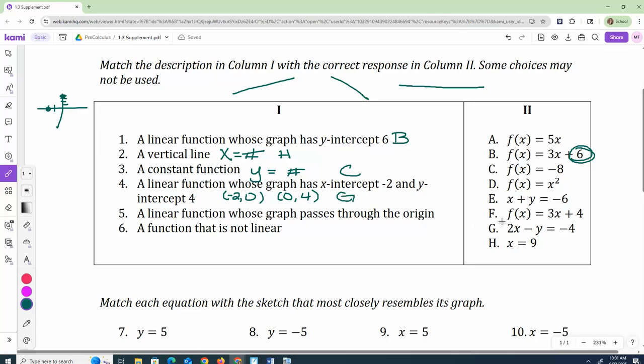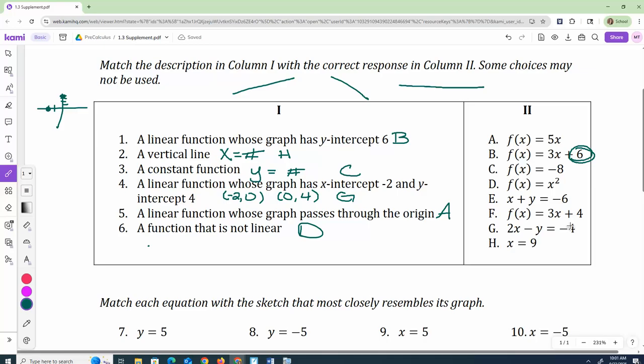So that one works. If it passes through the origin, what's the origin? 0, 0. So which one would 0, 0 be a point on? A. Your y-intercept is 0. Not linear. So we know linear is y equals mx plus b. Which one doesn't follow that pattern? D, because it's a square. What's x squared look like? Parabola. All right. Next ones.